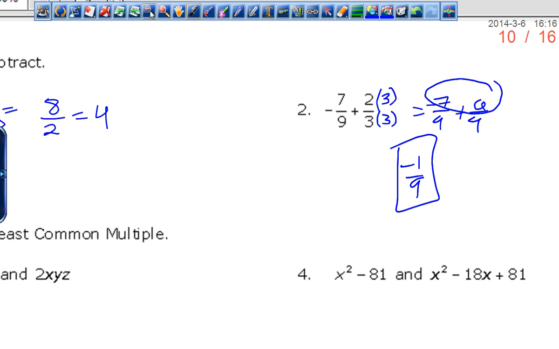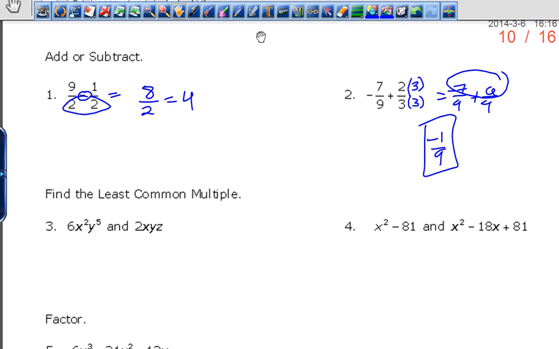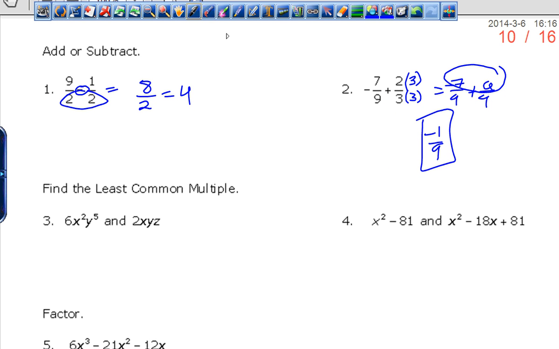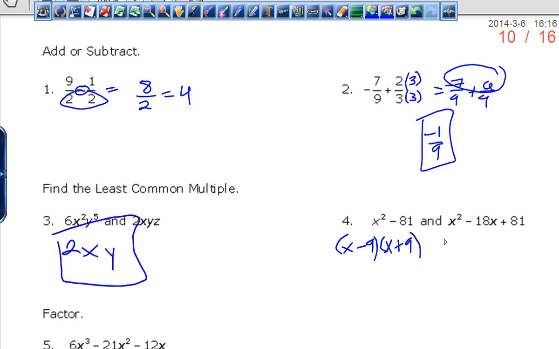The least common multiple is the same idea as finding a common denominator. We want the smallest thing that can go into both of those. So the smallest thing that can go into 2 and 6 is 2. The smallest thing that can go into x and x squared is x, and then just a y. We don't have a z on both, so we're done. When we have something like this with binomials and trinomials, we factor, so this is difference of squares. Then number 5, we just have 2x minus 9s, so the only thing they have in common is x minus 9.